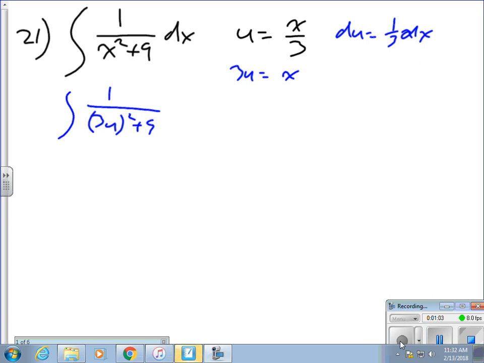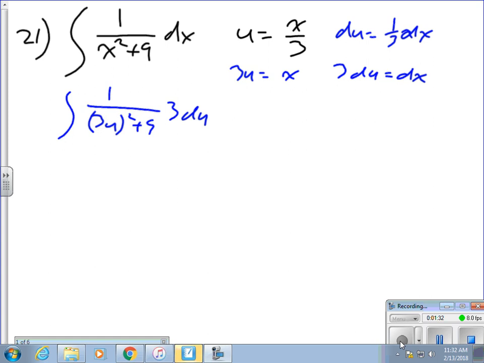du equals 1/3 dx. That means 3 du equals dx, because I have the dx. So dx will be replaced, the x's are replaced, everything is in terms of u. The numerical portions can remain or not change, kind of depends. So I get 3 du. Okay, I've done my substitutions.